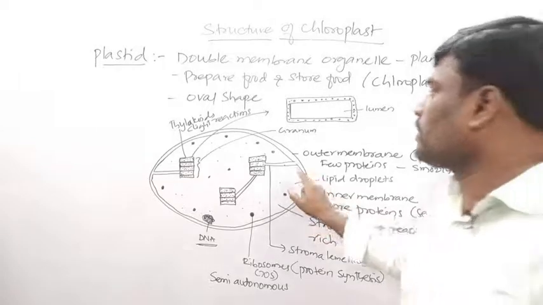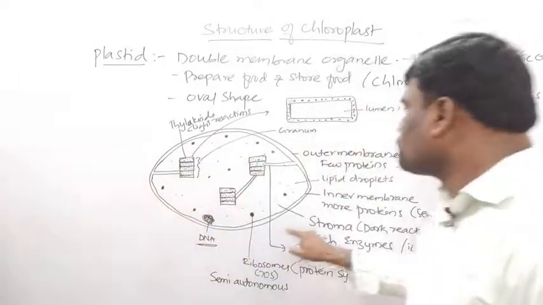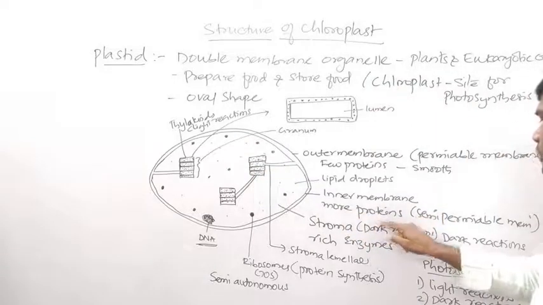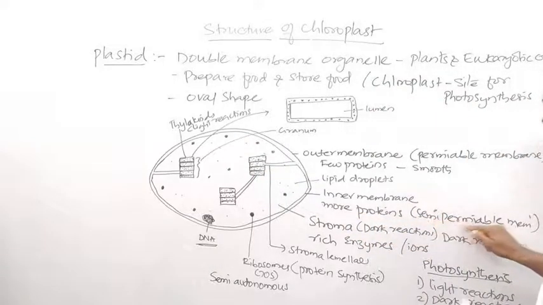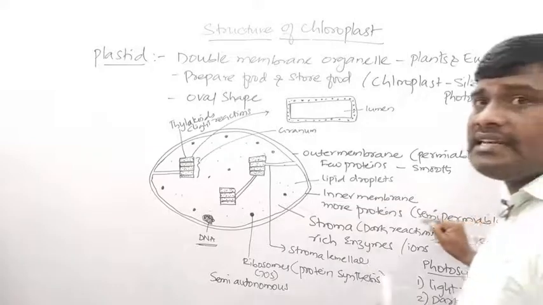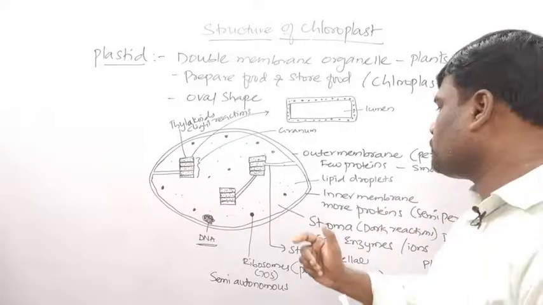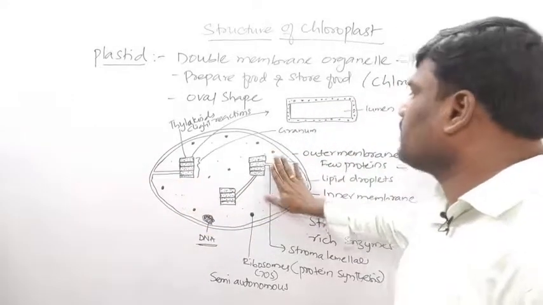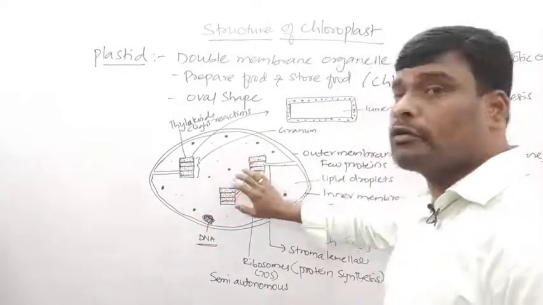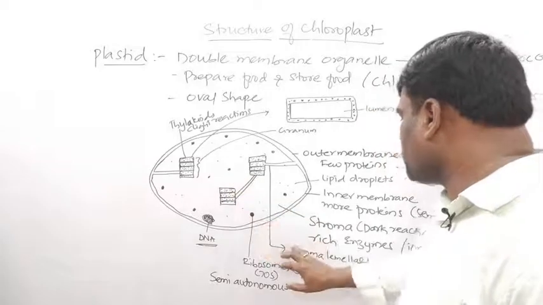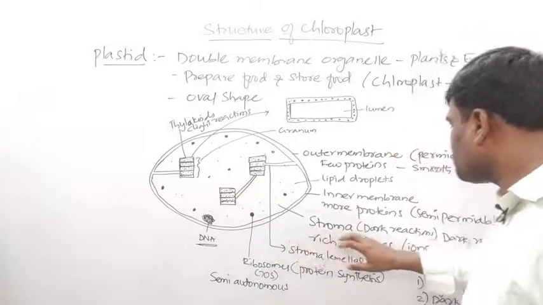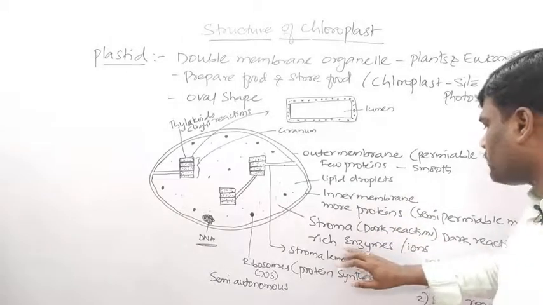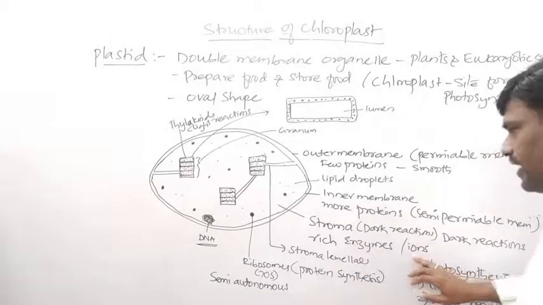And next, come to the inner membrane. The inner membrane is also smooth, children. It also has more proteins. It is a semi-permeable membrane, selectively permeable membrane, children. Okay, and the matrix of this chloroplast, the fluid part of this chloroplast, is called the stroma. So where will dark reactions occur with the help of what, children? Enzymes as well as ions.